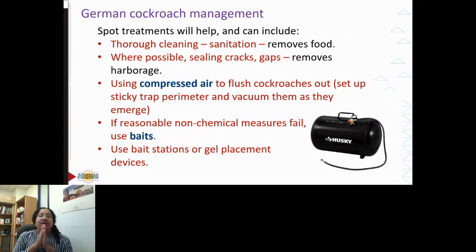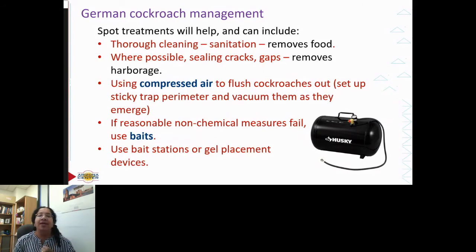So I always like to say the spot treatments do work. They're very, very helpful. You don't have to nuke the entire building. If you have German cockroaches, you don't have to do that. Spot treatments will work. Why do they work? Thorough cleaning, sanitation, right? So you have a food spill in your kitchen, clean it up. That's spot treatment. And it removes the food for the cockroaches. They'll be out there foraging when it gets dark. You're removing it. And that's how you remove that food source.